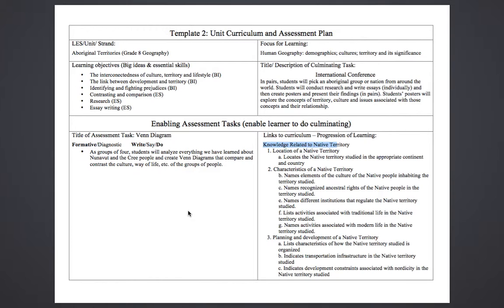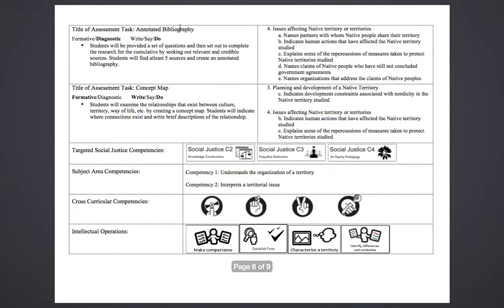So again, Venn diagram comparing them. Then they'll be doing annotated bibliographies. In their pairs, once they've picked their Aboriginal group, they're going to conduct some research to begin to answer questions for their essay and their research poster and so on. They'll find 5 credible and relevant sources, and then they will cite them properly, create a bibliography, and underneath write little descriptions of what the source talks about.